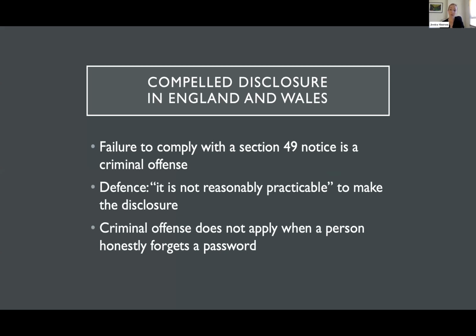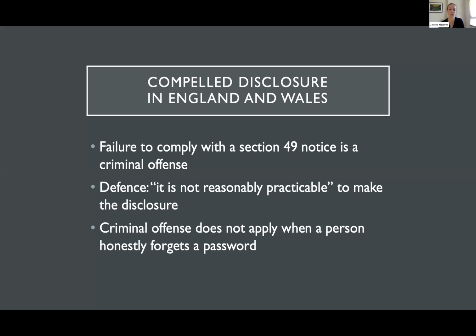The criminal offense doesn't apply if someone honestly forgets a password. So let's say that the police search the suspect's house and uncover old computers that they seize. If the suspect is able to show that he honestly can't remember the password for those old devices, then he would not be charged with the criminal offense.